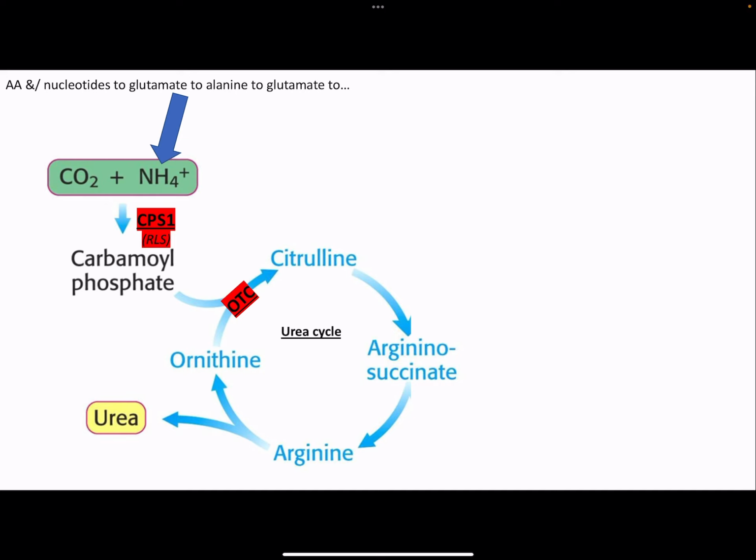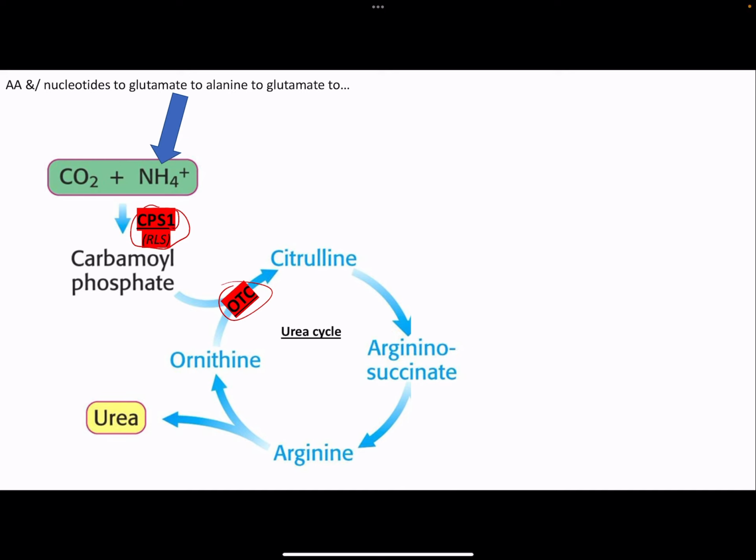CO2, or sometimes said to be bicarb, and ammonium are going to combine and form something called carbamoyl phosphate. They do this with carbamoyl phosphate synthetase 1. This is the rate limiting step, and why 1? Well, because there's a second one that works. Again, this is in the mitochondria. The first two steps involving this feller and this feller are in the mitochondria.